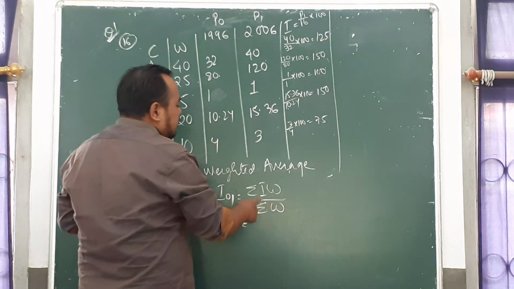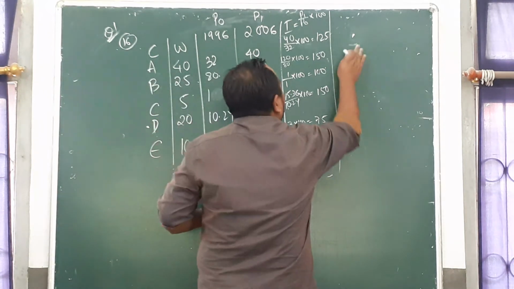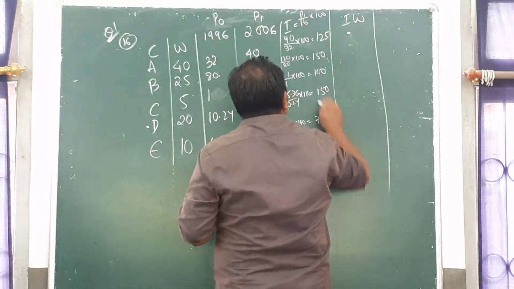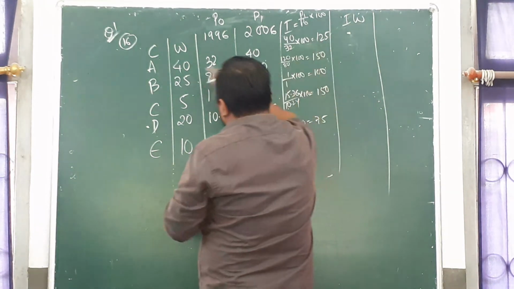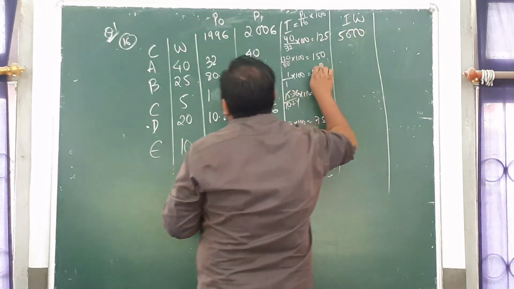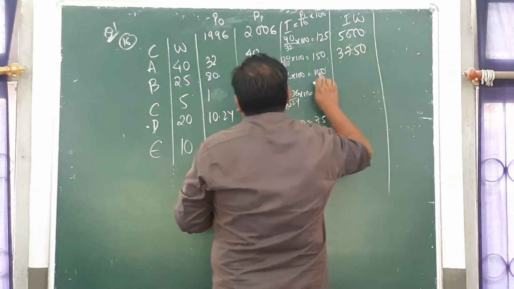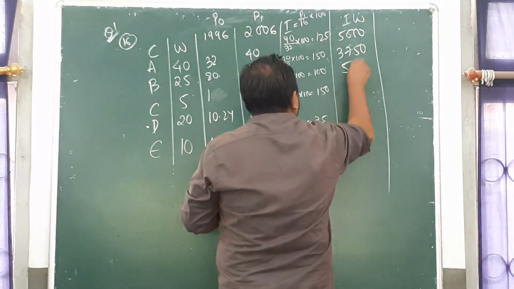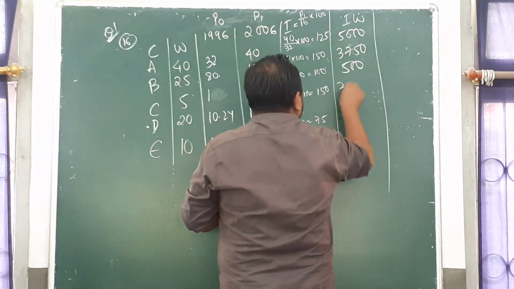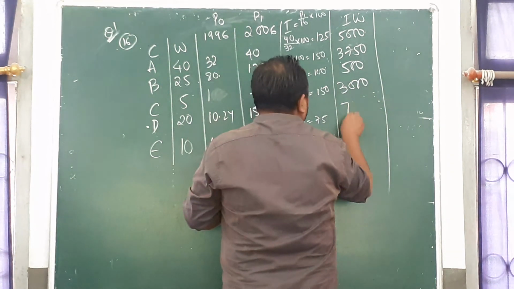Now the last column: I need a column containing IW. That means I need to make one column where you multiply I and W. So please tell me, what do I get when you multiply? 125 into 40 will give us 5,000. Next, 150 into 25 will give us 3,750. 100 into 5 will give us 500. Next, 150 into 20 will give us 3,000. Similarly, 75 into 10 will give us 750.